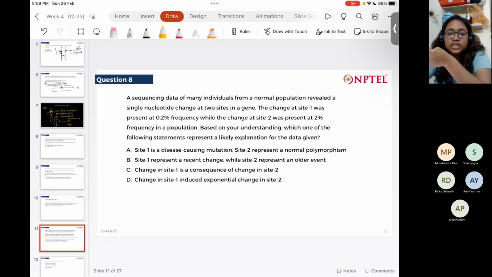Whereas the site 2 change is much older than that. It has come maybe 5-10 generations previously, and it has spread within the population through mating and all. So from the percentages, we can only say that one change has come early and one change is quite old. Okay, so the correct option is B. Did I make sense? Or does anyone have any doubt in understanding this question?